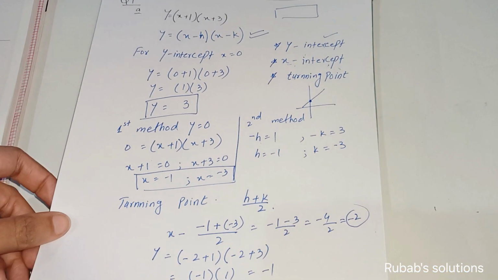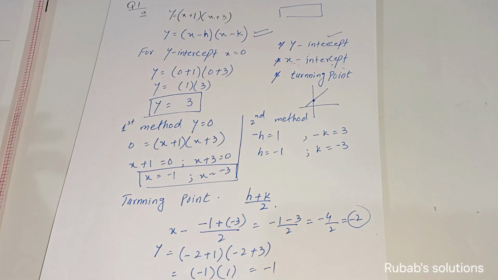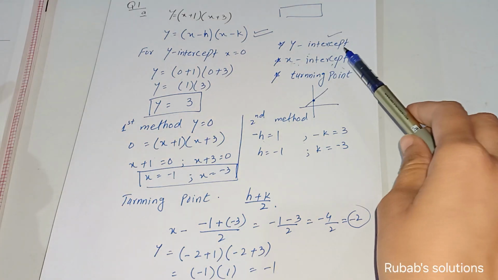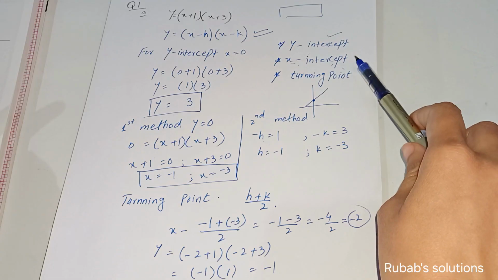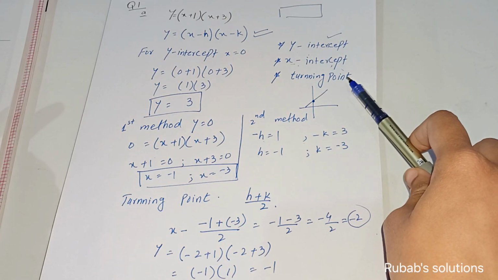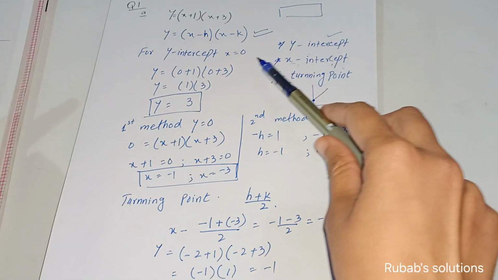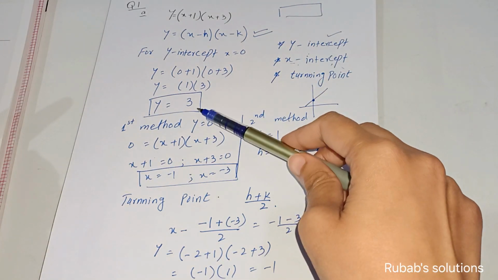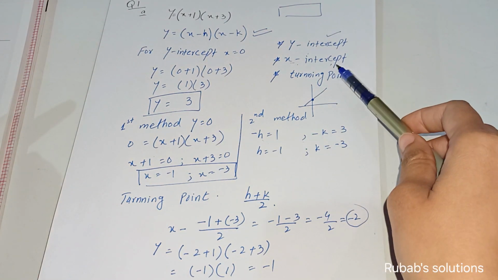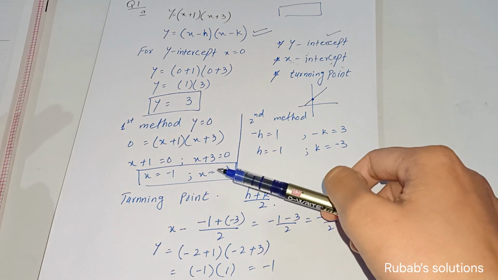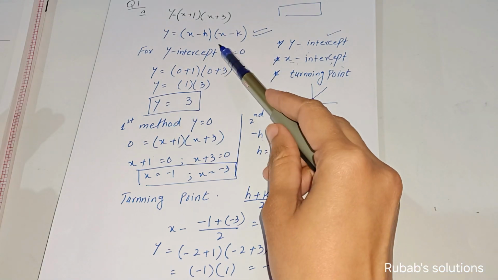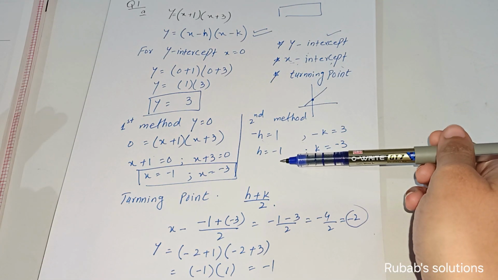Hope the points are clear. Whenever we have to make the sketch of a quadratic equation that is in factorized form, we will need 3 points: y-intercept, x-intercept, and the turning point. Y-intercept, how will we find it? By putting the value of x equal to 0 in the given equation, you will get the value of y. Then for x-intercept, we have two methods: either you put y equal to 0, or you compare with this, so you will get the x-intercept.